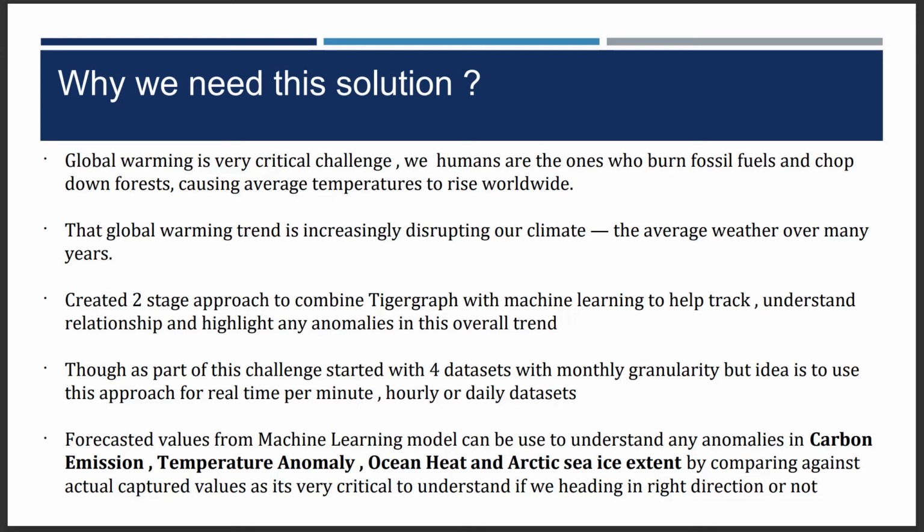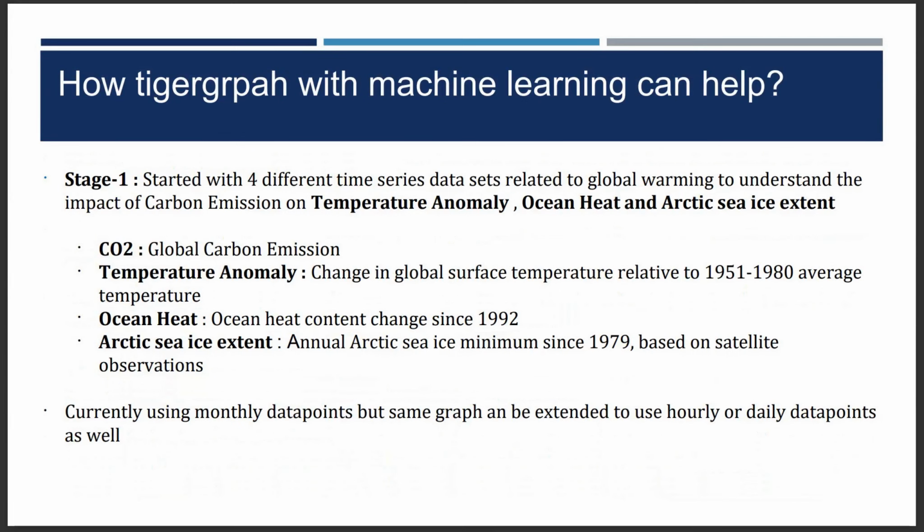As part of the challenge, I started with 4 datasets with monthly granularity, but the idea is to use this approach for real-time, permanent, hourly, or daily datasets. Forecasted values from the machine learning model can be used to understand any anomalies in carbon emissions, temperature, ocean heat, and ice extent by comparing against actual captured values, as it's very critical to understand if we are heading in the right direction or not. How TigerGraph with machine learning can help.